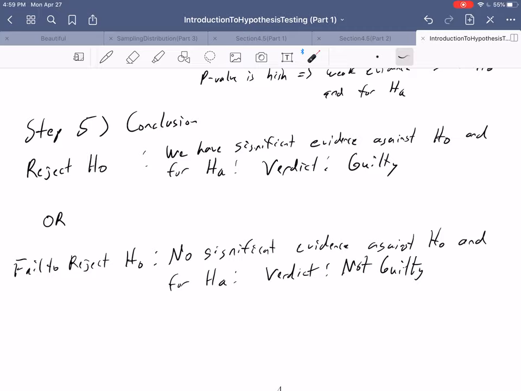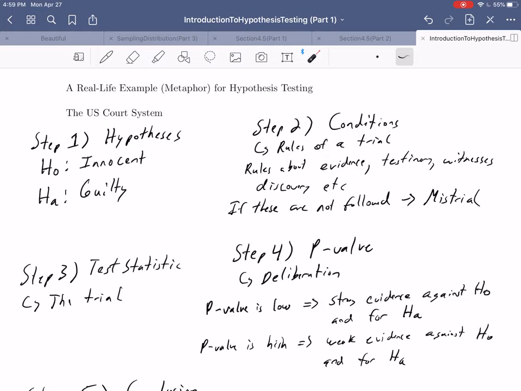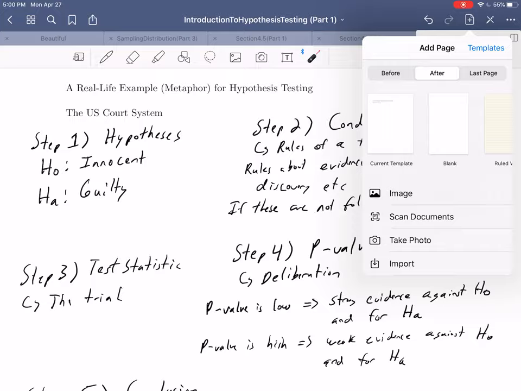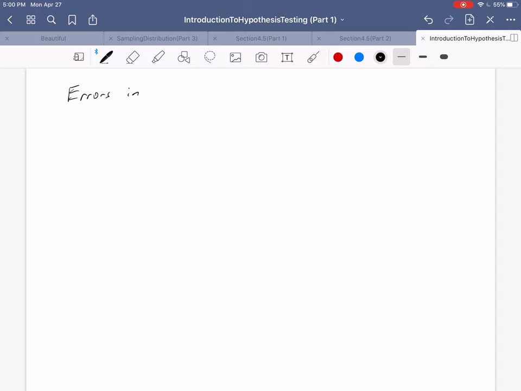Okay. So this right here sort of shows you guys the five steps of a hypothesis test applied to something that maybe we have a little bit more understanding of. Now, let's wrap this up by talking about the errors. So let's add one more page here and talk about the errors in the court case. So let's talk about the type one error.